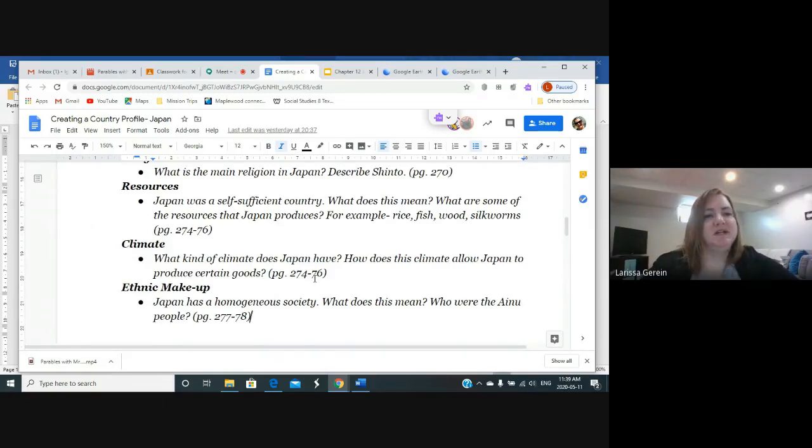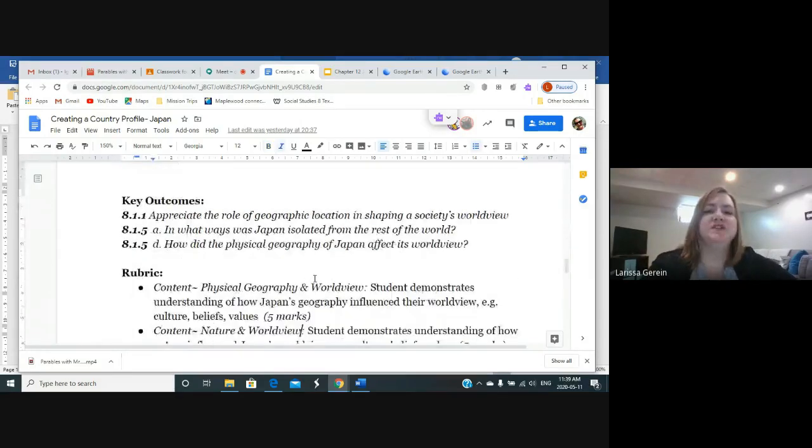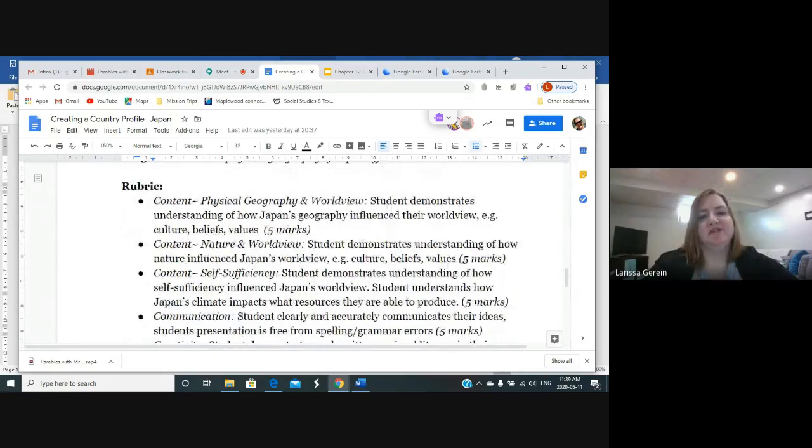And so these 6 elements are the main things that you need to include in your country profile, no matter what format you've chosen. You can choose any of the formats. You just need to make sure that you've included this information, okay? And so here are the key outcomes. Appreciating the role of geographic location in shaping the society's worldview. And then demonstrating an understanding of how Japan's geography influenced their culture, their beliefs, their values.